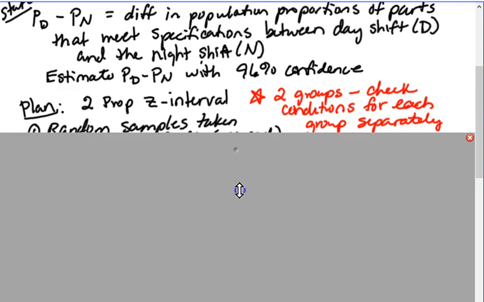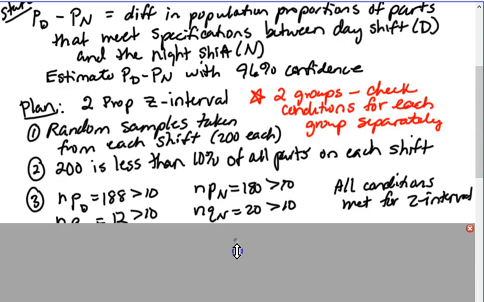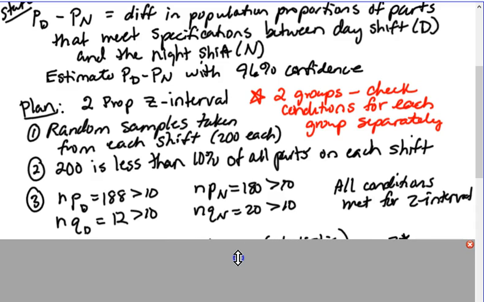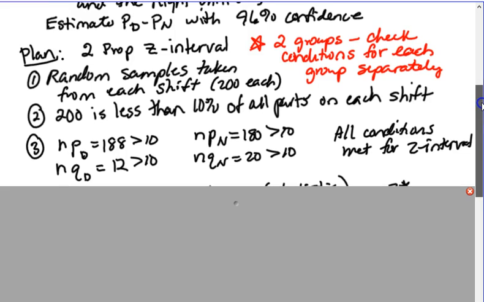So for the conditions, one thing that is different than what we've done in the past is that I have two different groups now, two different random samples, so I have to check the conditions for each group separately. So first of all, I say random samples were taken from each shift, 200 each. 200 is less than 10% of all parts on each shift, which seems reasonable. Or I would say there's at least 2,000 parts made on each shift. Remember, on each shift is important, from each shift.